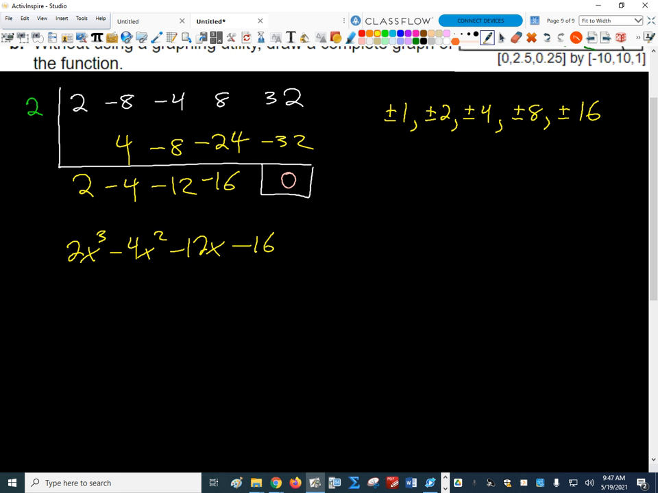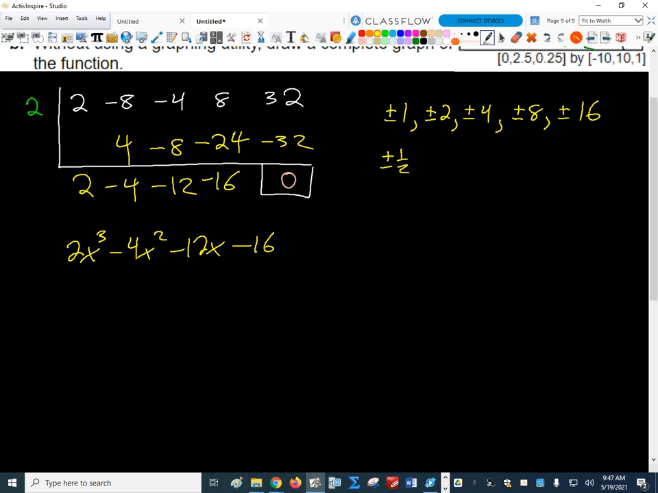When I divide by the factors of 2, which are 1 or 2, I'm going to get all those. I'm going to get plus or minus 1/2. 2 halves is 1, 4 halves is 2, 8 halves is 4, and 16 halves is 8. So we only get one fraction out of that, right? Could we have shortened that list just a little bit, though?